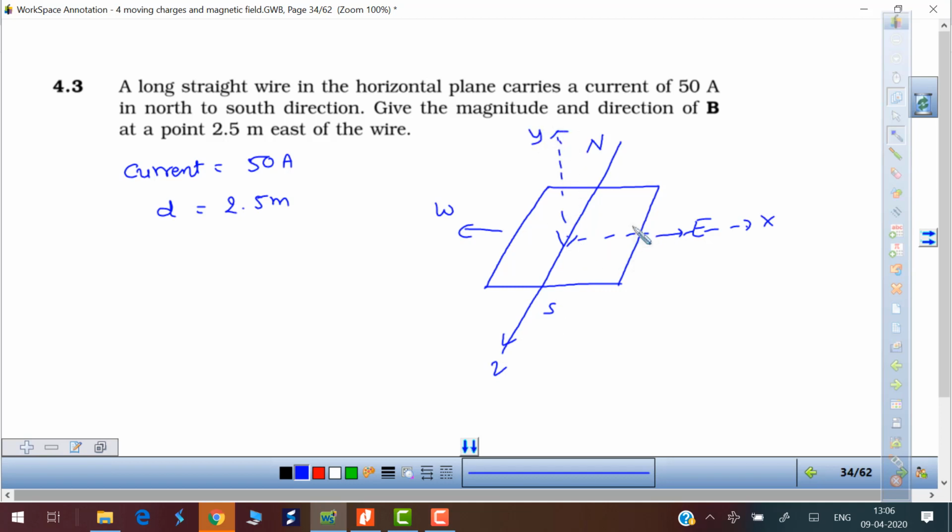So to try to understand. Okay, here the magnitude and direction of B at point 2.5 meter east of the wire. So east side is here, so somewhere here. Current direction is north to south, so this is the direction of electric current. Okay, so you are finding magnetic field at this point, and this is your point D. So we can calculate magnitude very easily, but to see the direction you have to do the figure.